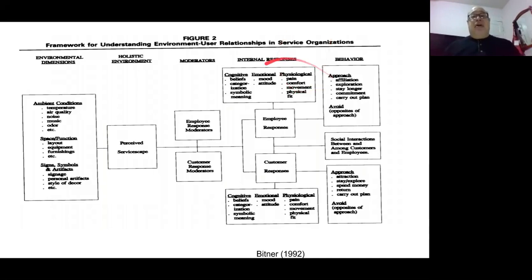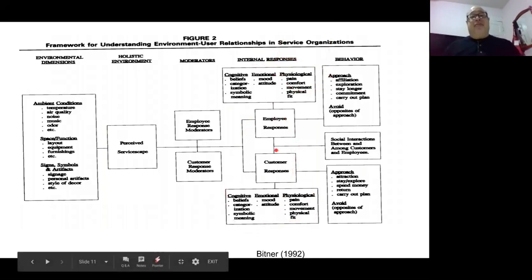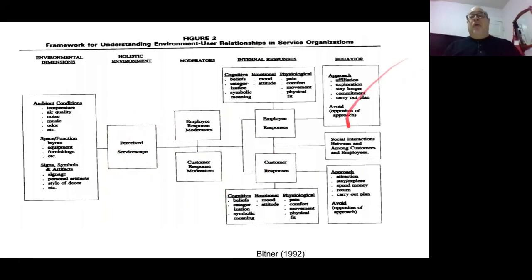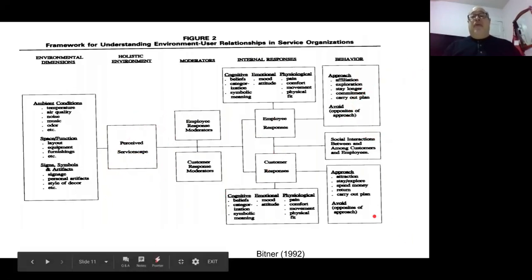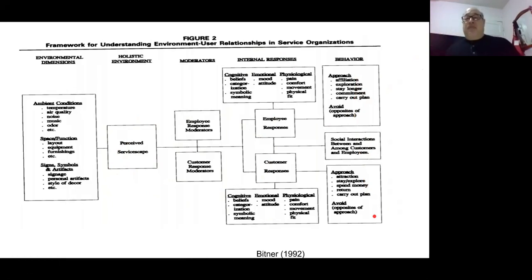So all of these internal responses based on the perception of the servicescape will create approach or avoidance. So approach will be affiliation, exploration, the desire to stay longer. An empty glass on your table, you may think, oh, let's leave. They haven't come back to give me a new drink.